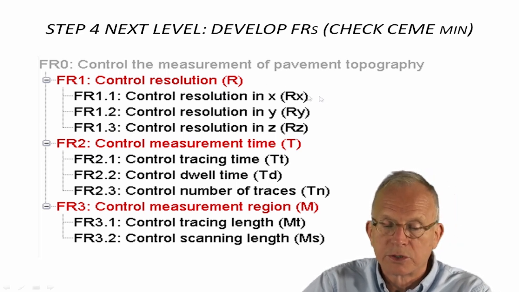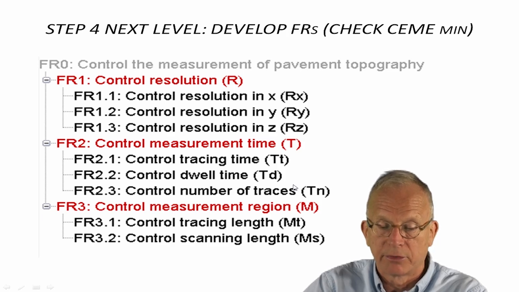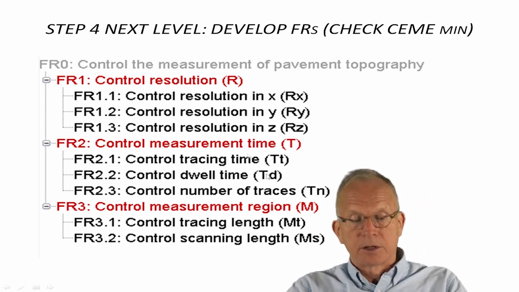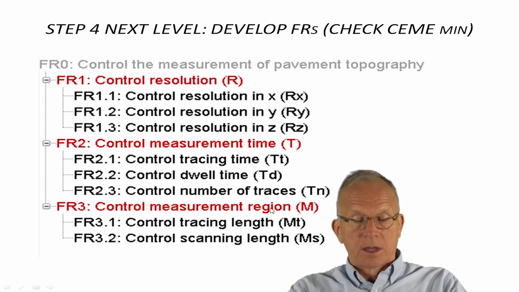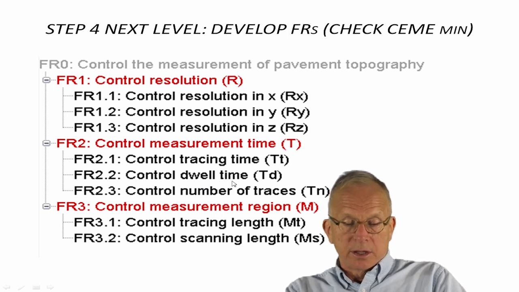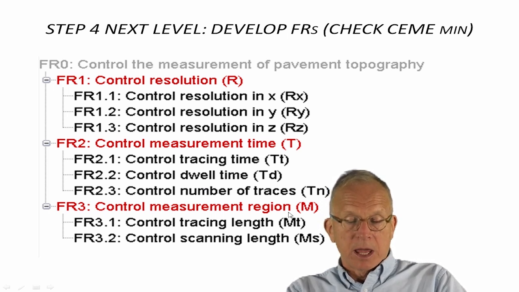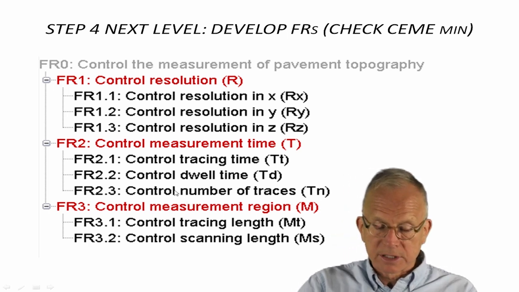So control resolution, we can do in X, Y, and Z directions. Control measurement time. So we can have the tracing time, the dwell time when we turn around at the end of each trace, and the number of traces could all be controllable for controlling measurement time. So then we can control the measurement region, and this is symbolized by M, and control of the measuring length and control of the scanning length.